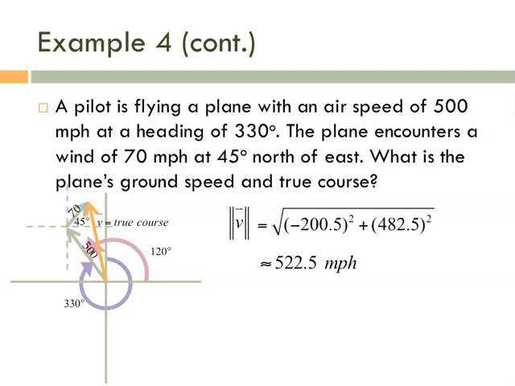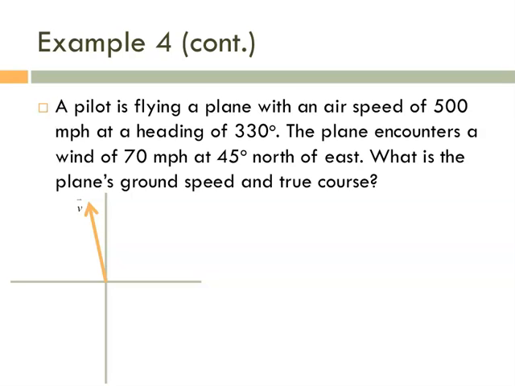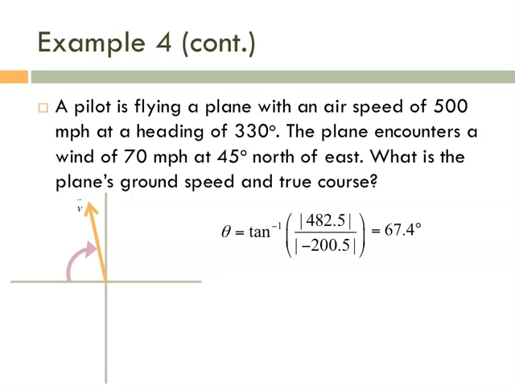Okay, what about the true course? Let's take all this out, so now we're just looking at vector v here. In order to find this, we need to find the direction angle theta. So that's tan inverse of, and remember to take the absolute value, 482.5 over the absolute value of negative 200.5. That gives us 67.4 degrees. Remember, this only gives you the reference angle. The reference angle here is 67.4.